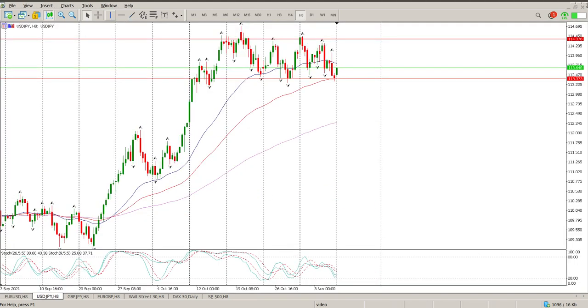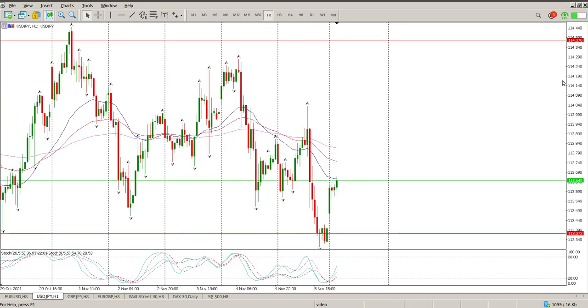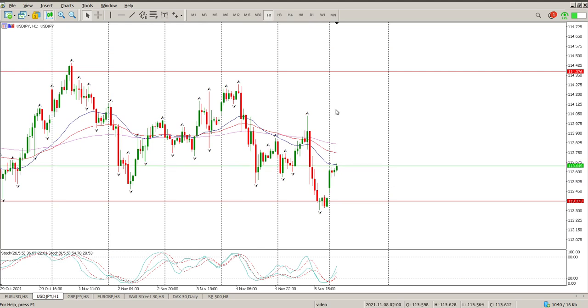Moving on to US dollar Japanese yen. We're still range bound at the moment, very clear range bound for the last 3 weeks, and we need to break below this 113.373 before I even start looking at this pair. And you can see what happened on Friday. Again, it's a case of above and below the moving averages all the time.